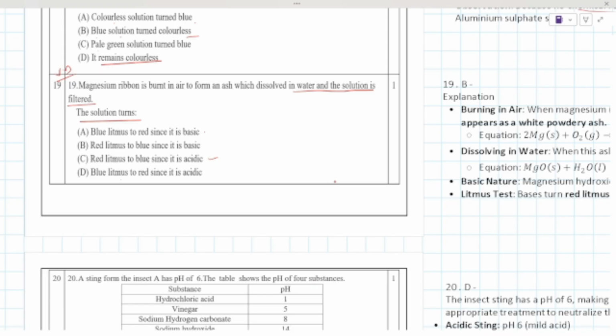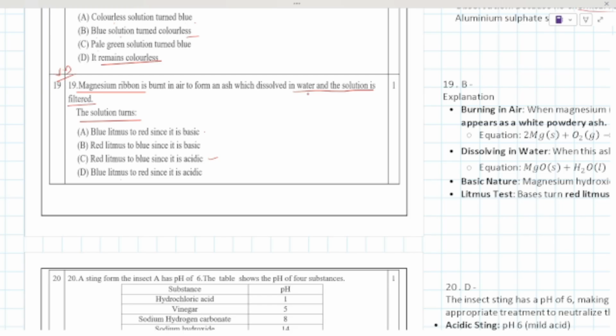Blue litmus to red. Are you sure? It's magnesium ribbon. One in air, acidic. Dissolve in water.